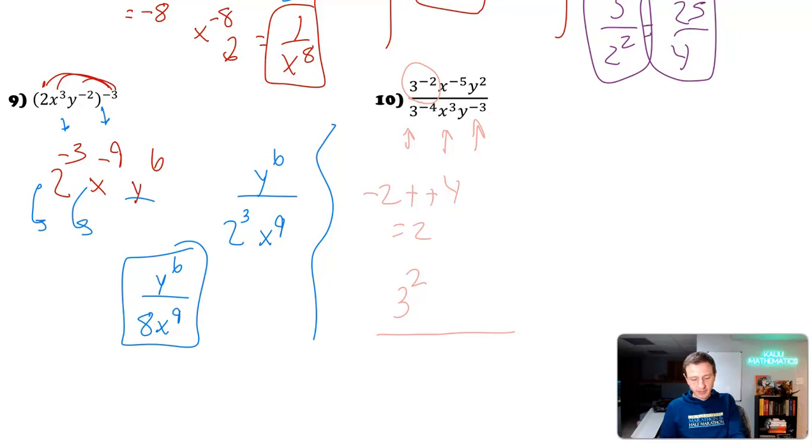Now let's deal with the x's. So the big exponent is 3 minus a small exponent of negative 5. 3 minus a negative 5 is 8 because that becomes 3 plus 5, which is 8. Where's the big exponent? Big exponent is in the denominator this time. So that's going to become x to the 8th in the denominator.